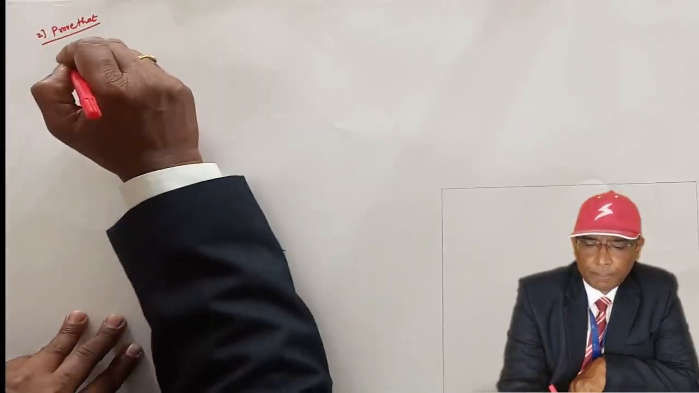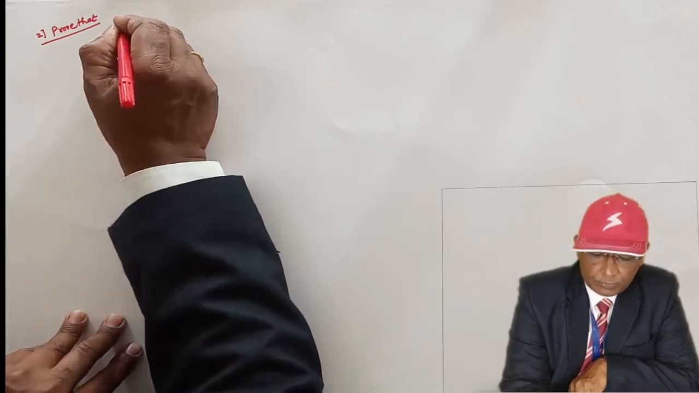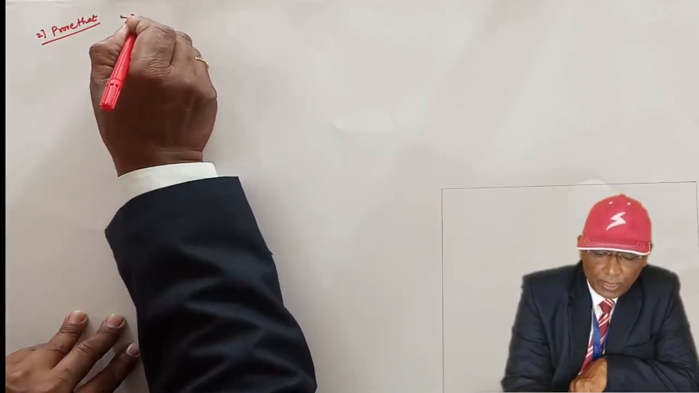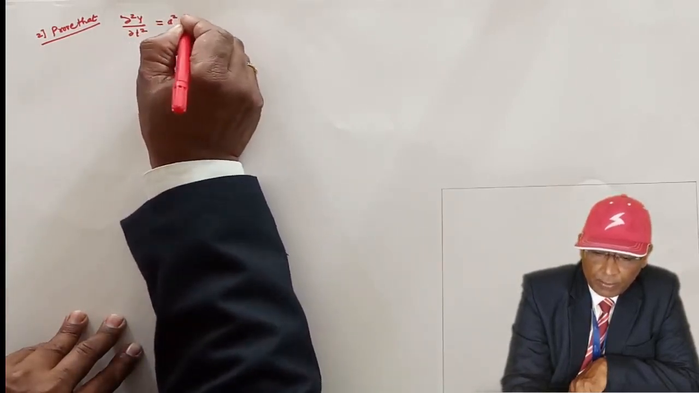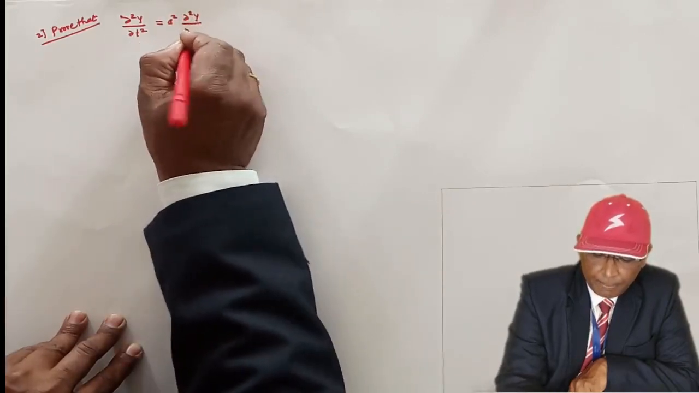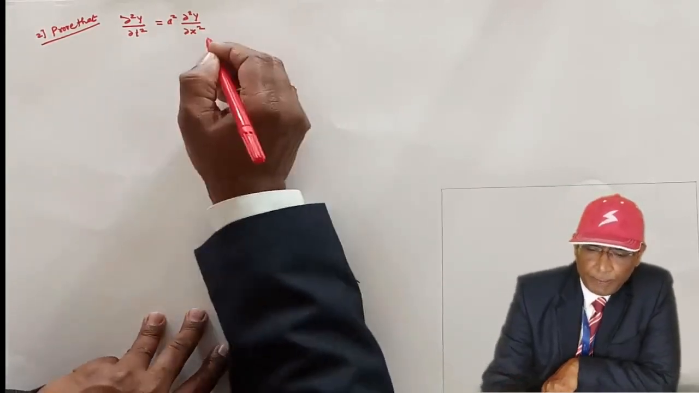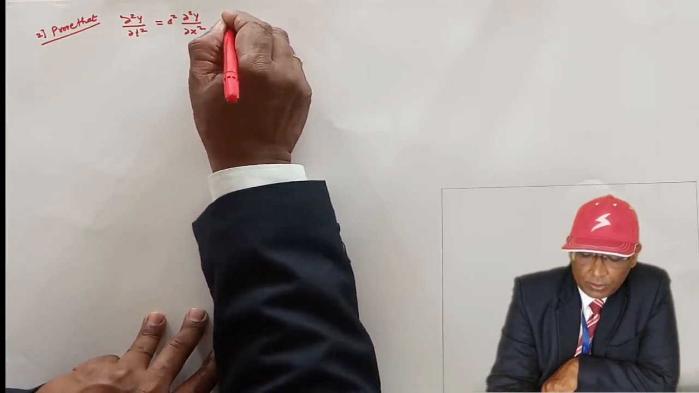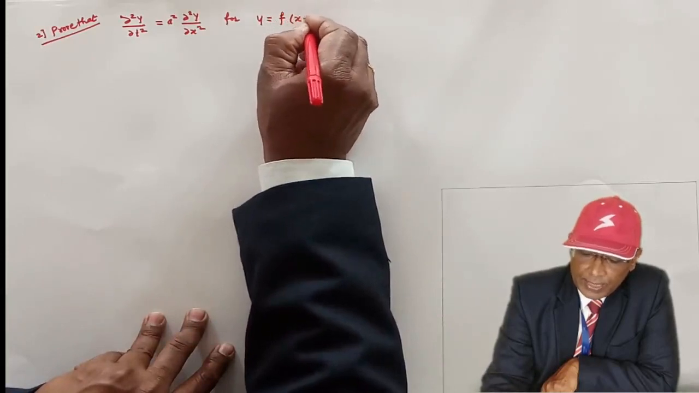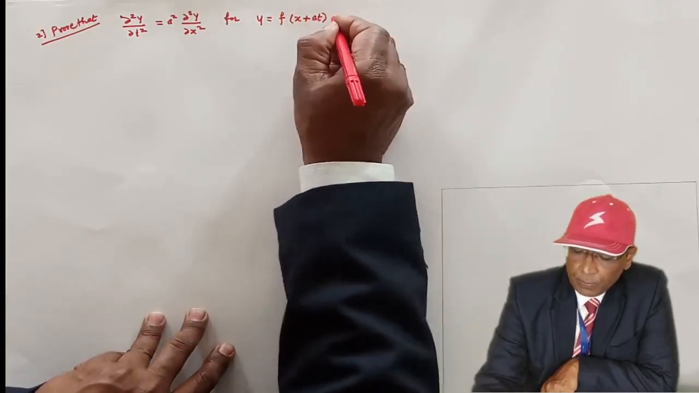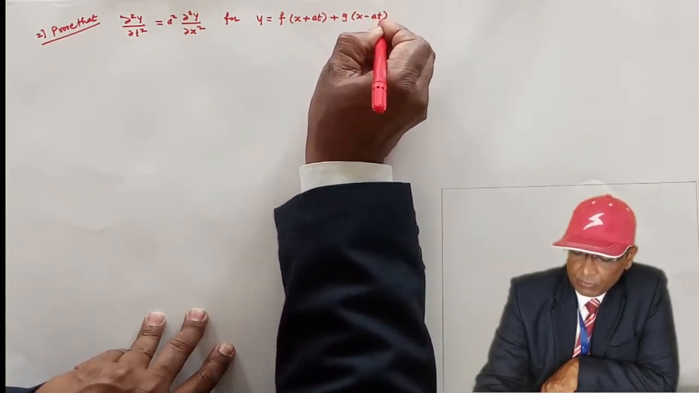Second sum of this. If, prove that del 2y by del t square is equal to a square del 2y by del x square. Okay. Del 2y by del t square equal to a square del 2y by del x square, for y is equal to function of x plus at plus function of x minus at. We have to prove this now.